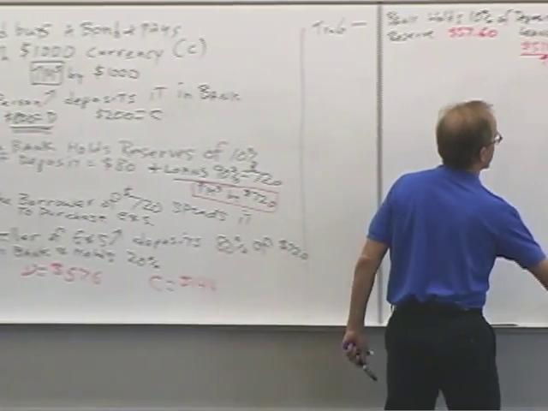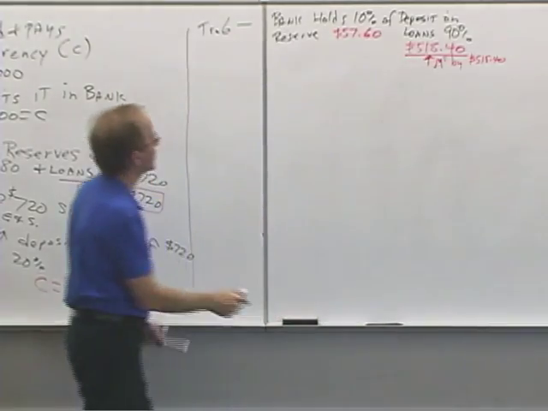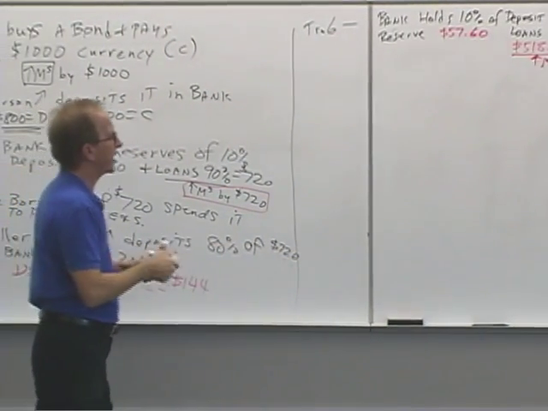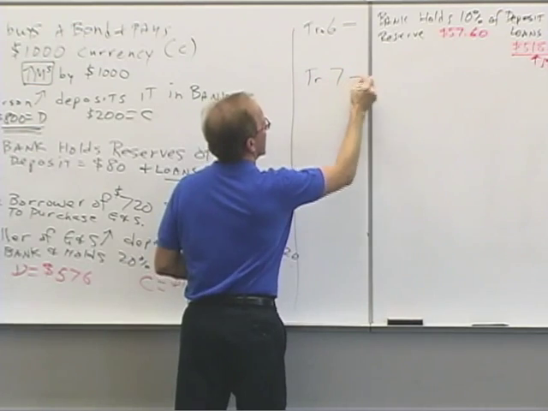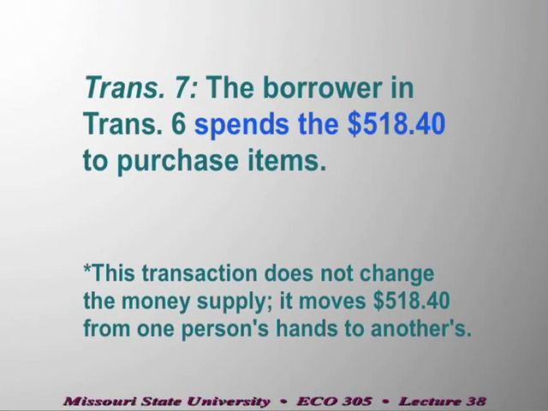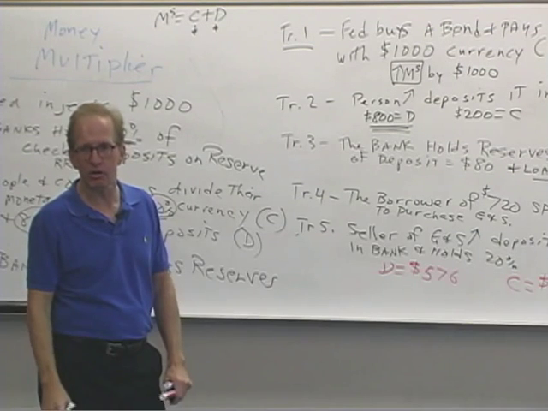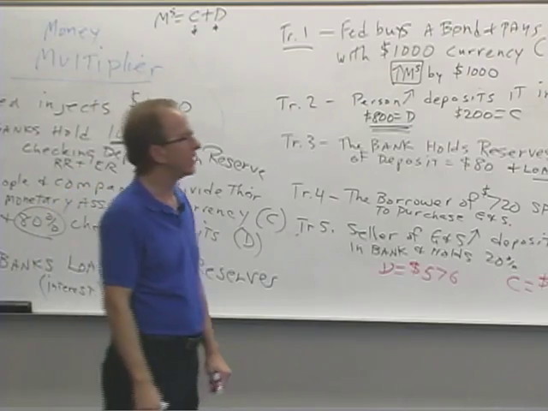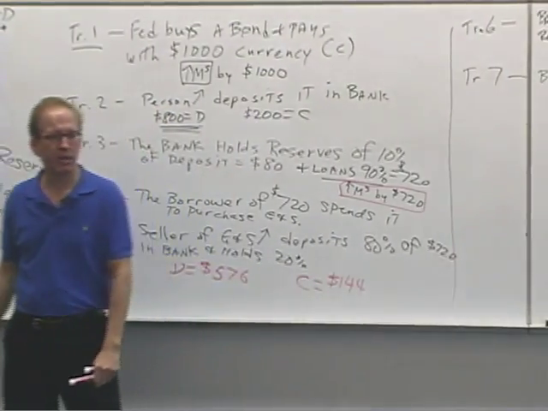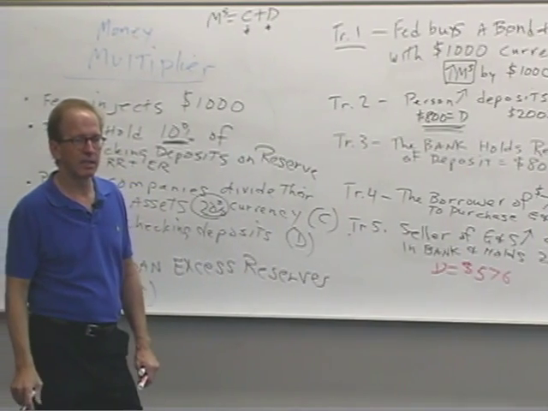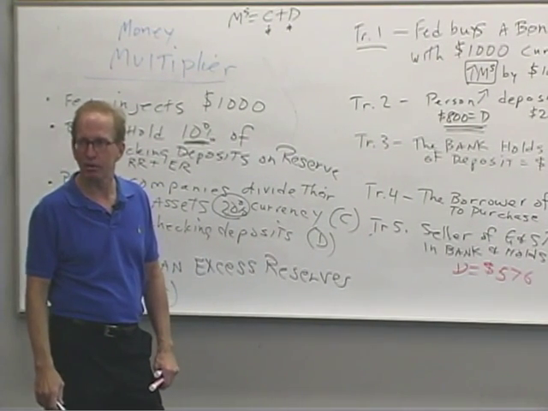Okay, I'm going to erase this just because I don't want a lot of this sort of trivial stuff on here. So, transaction 7. The borrower spends $518.40 to buy goods and services. Okay, we're going to buy goods and services. What are we going to buy? I don't know, $518.40 worth of stuff. How much does that affect the money supply? Anybody? 0.